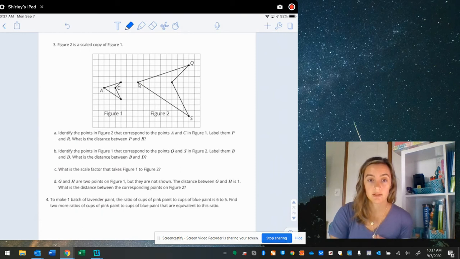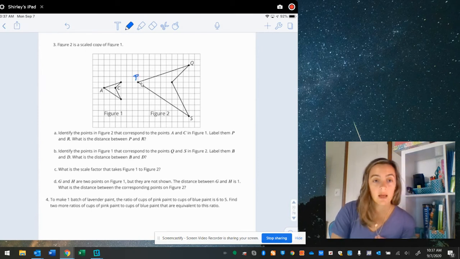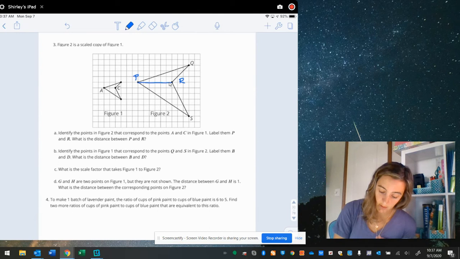A corresponds to this point here, and it's telling me to label it P. So I'm going to go ahead and write my letter P. And then C corresponds right here. Go ahead and label that R. Then it says, what is the distance between P and R? So I'm going to count here. I have 1, 2, 3, 4, 5, 6. So my distance P to R is 6 units.